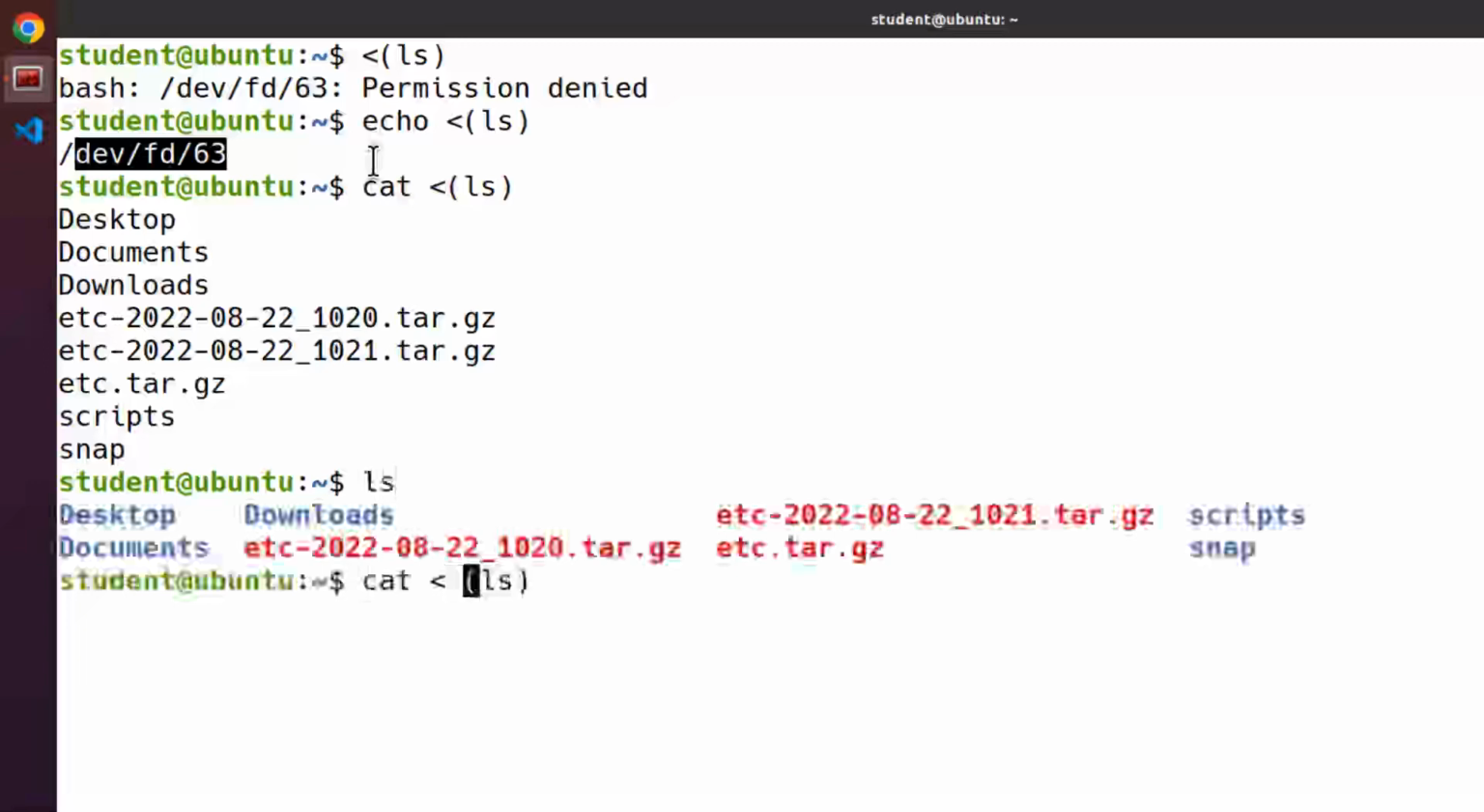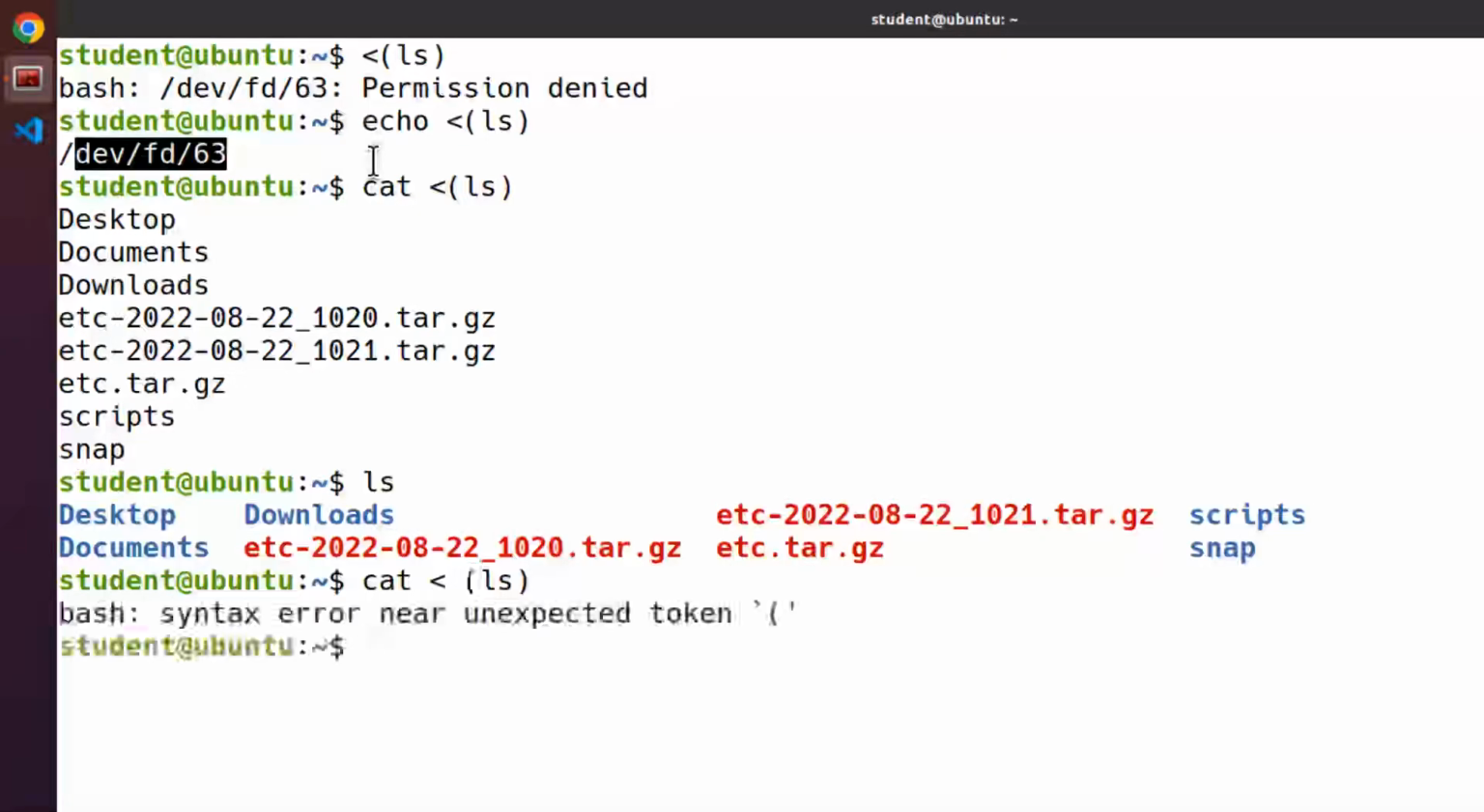Note that there's no space between the less than and the parentheses. This is not permitted. A space there would give an error message.